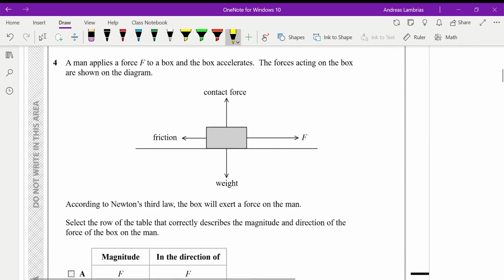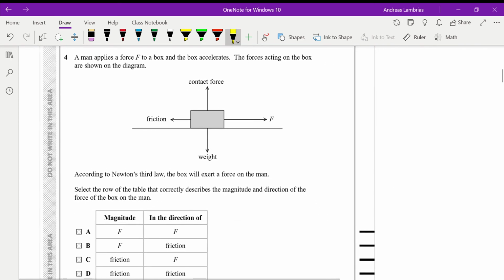Question 4. A man applies a force F to a box and the box accelerates. The forces acting on the box are shown in the diagram. According to Newton's third law, the box will exert a force on the man. Select the row of the table that correctly describes the magnitude and direction of the force of the box on the man. So we're talking about the reaction of that force over there that is applied on the box by the man.